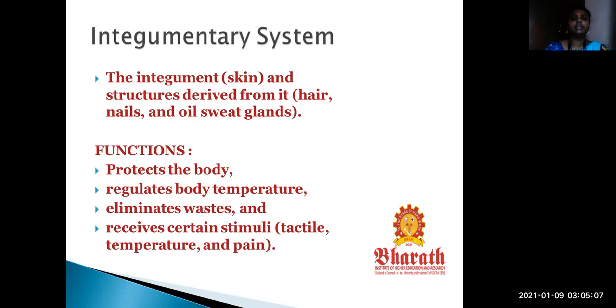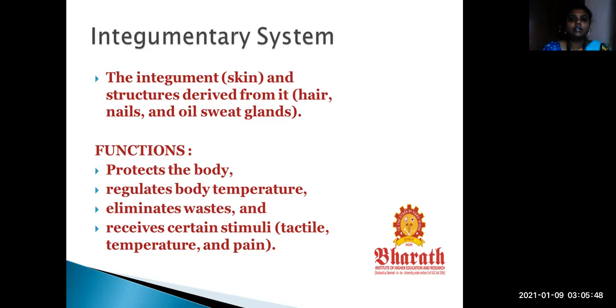Then we'll see the different types of systems in our body and their functioning. First we'll see the integumentary system, which means skin, hair growth, sweat glands, nails, all those things come under this integumentary system. The main function of the integumentary system is to protect the body. For what purpose does skin grow in our body? To block external bacteria or foreign bodies, right?